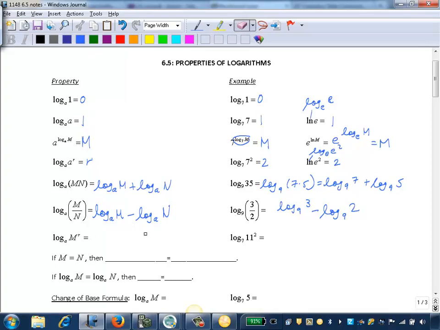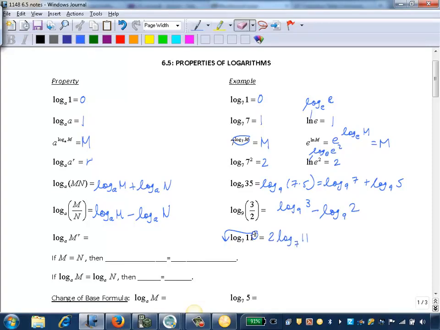Okay, the next one, again, this is not necessarily a new rule. You guys may have observed this already. But here it's when we take log base A of the argument m to the exponent r. So here's an example, log base 7 of 11 squared. We can take this exponent of 2, bring it out into the front, and multiply. So log base 7 of 11 squared is equal to 2 times log base 7 of 11.